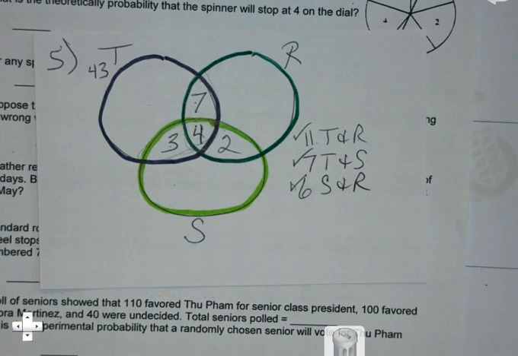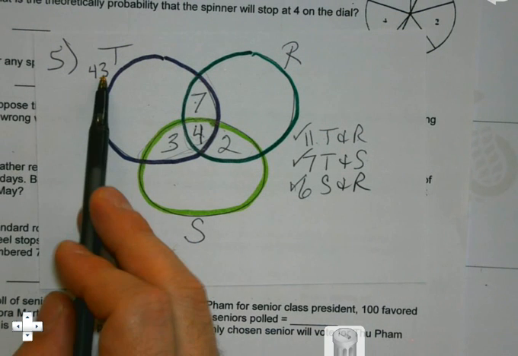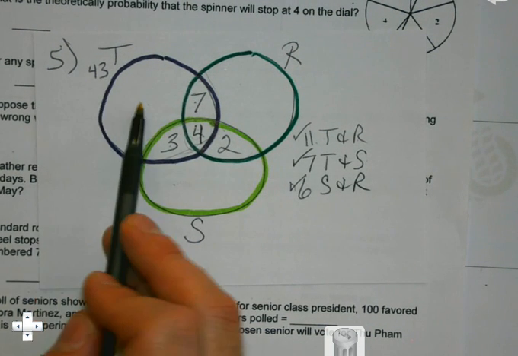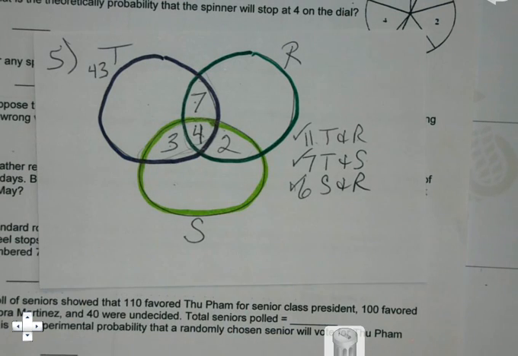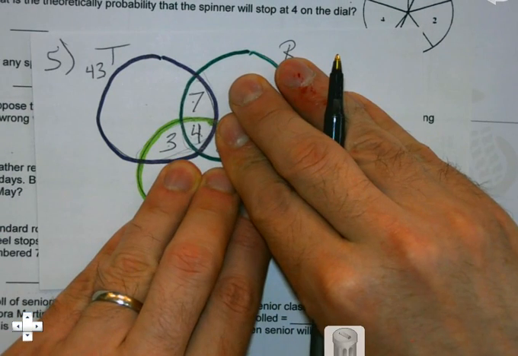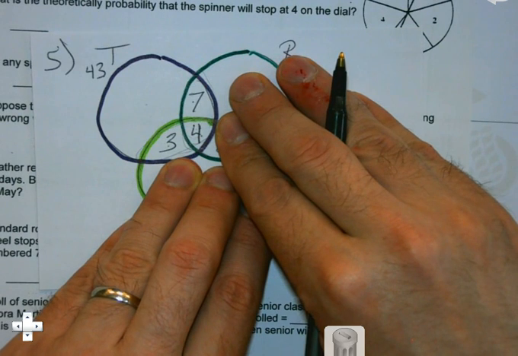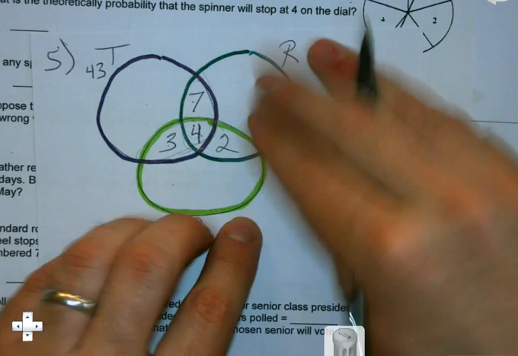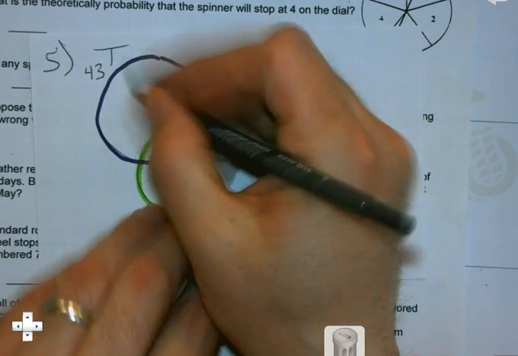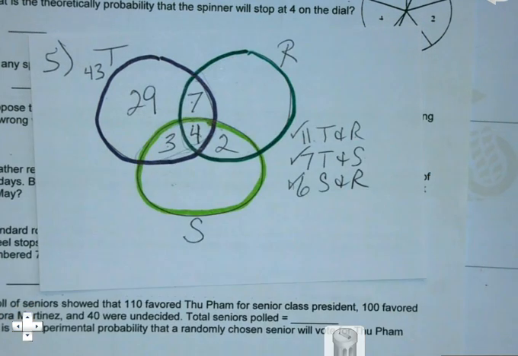So now I take the next logical step. I know how many total people play tennis, 43. That doesn't mean it's just here, it means in total. So far, I have 14 tennis players. I have 43 total. How many people are just going to play tennis? 29. Okay. So I've got one of my circles done.